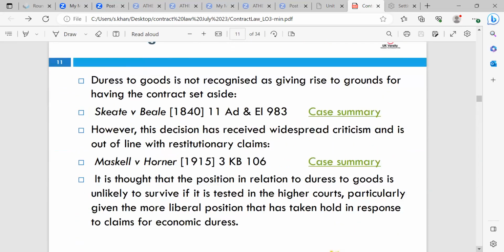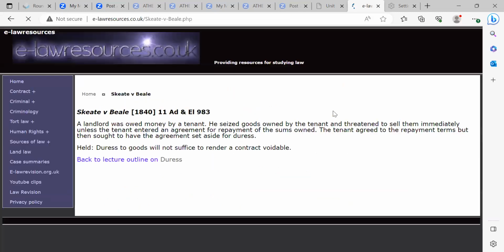Duress to goods. Duress to goods is not recognised as giving rise to grounds for having the contract set aside. In the case of Skeet and Beale 1840, the case summaries are in there. We'll just click on that and see the case summary.